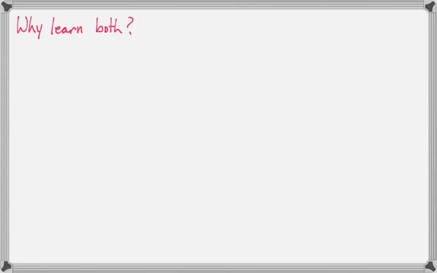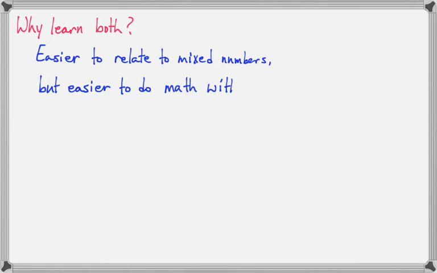So why do we have to learn both? Well, it's easier to relate to mixed numbers, but it's easier to do math with improper fractions. We can pretty easily visualize, say, 2½ or 4 1/3. It's easy to see in your head how much that represents. But mixed numbers are hard to use when you're calculating. There are a lot more steps when you're adding or subtracting or multiplying. So it's just easier to do arithmetic with improper fractions, and that's why we need to learn both.